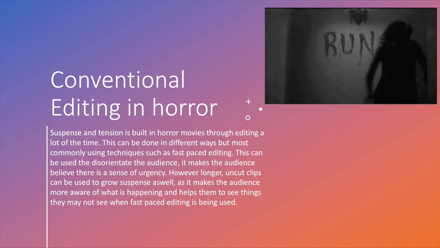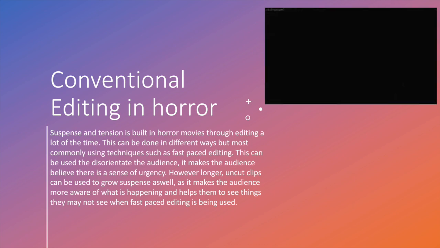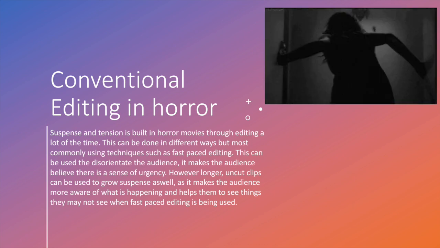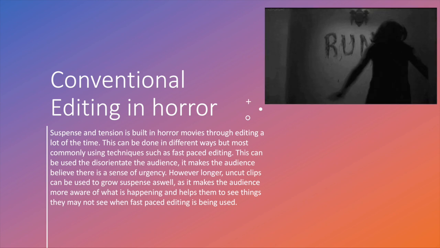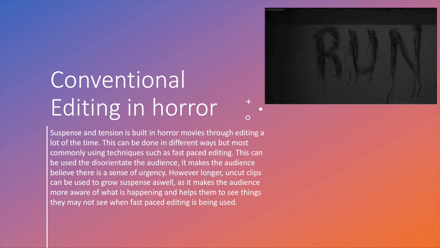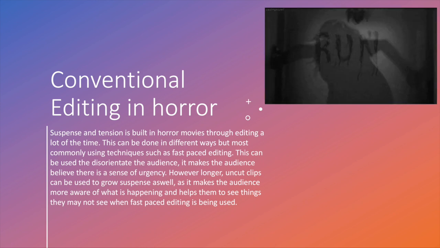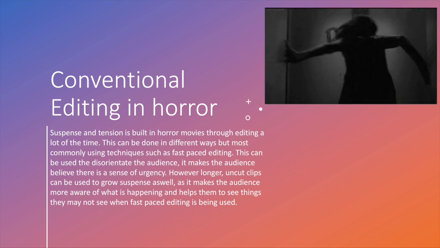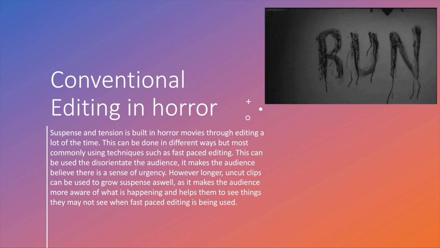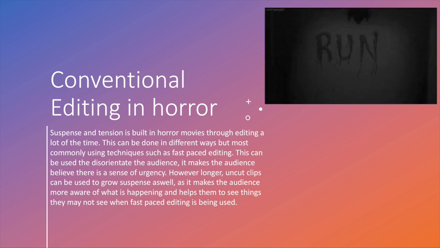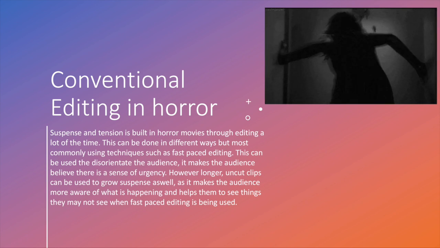Suspense and tension is built in horror movies through editing a lot of the time. This can be done in different ways, but most commonly used techniques such as fast-paced editing. This can be used to disorientate the audience. It makes the audience believe there is a sense of urgency. However, longer uncut clips can be used to grow suspense as well, as it makes the audience more aware of what's happening and helps them to see things they may not have seen when the fast-paced editing is being used.